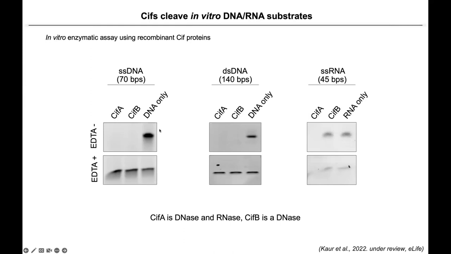Interestingly, when we incubated CIF with an RNA substrate, it was only CIF-A that was able to cleave the RNA. CIF-B was not able to cleave it. So that suggests that CIF-A is both a DNase and an RNase and biochemically active, while CIF-B is strictly a DNase. So this was in vitro.